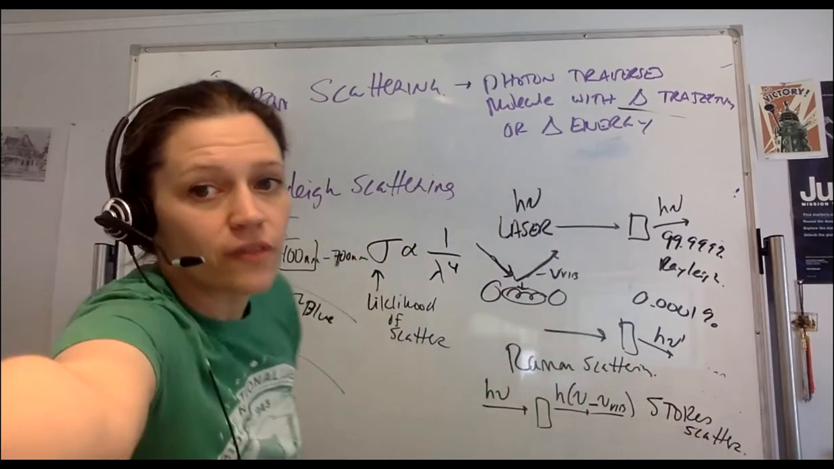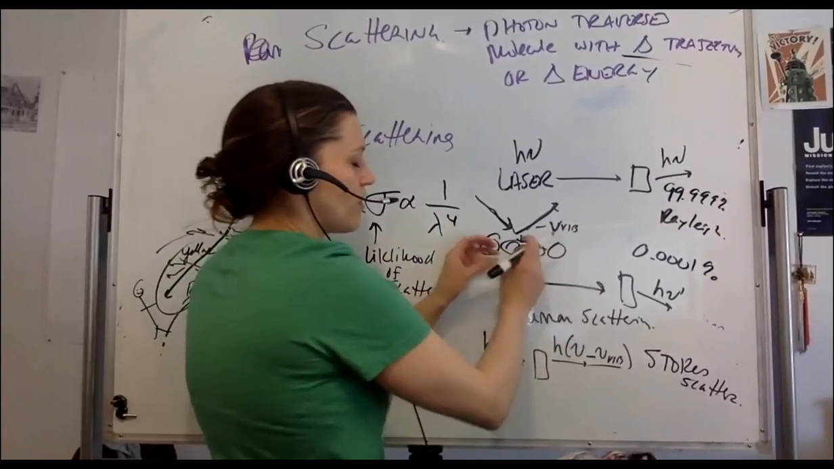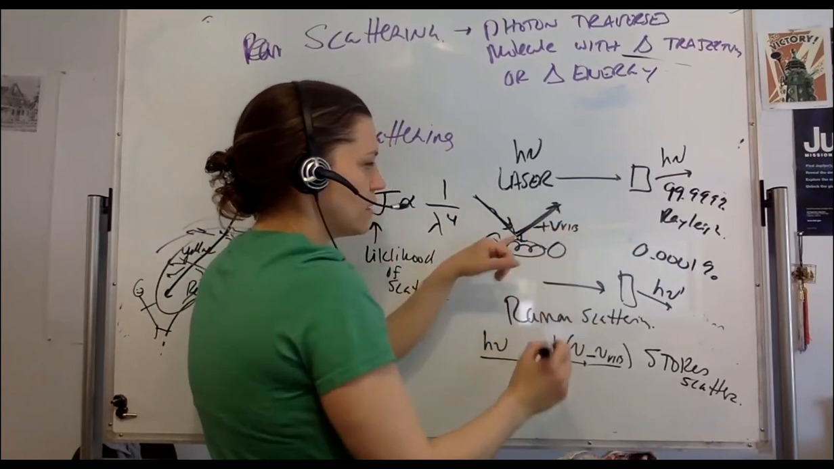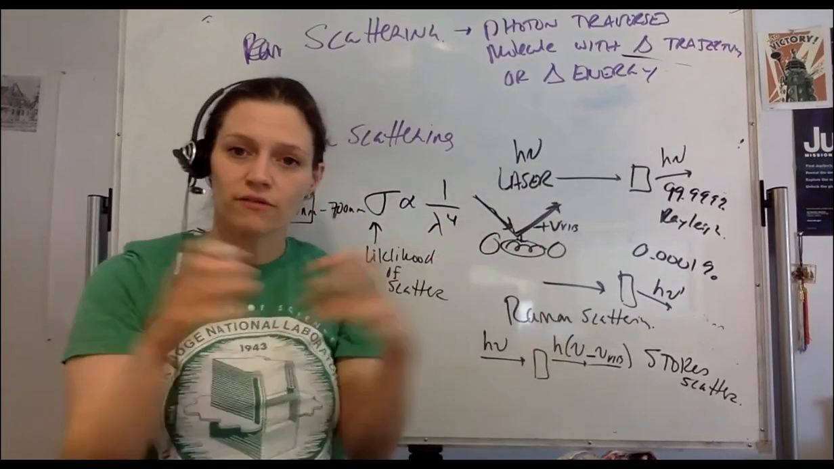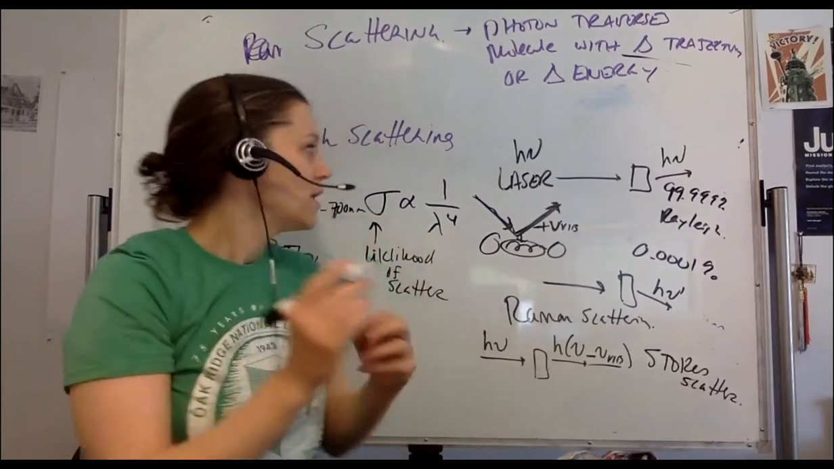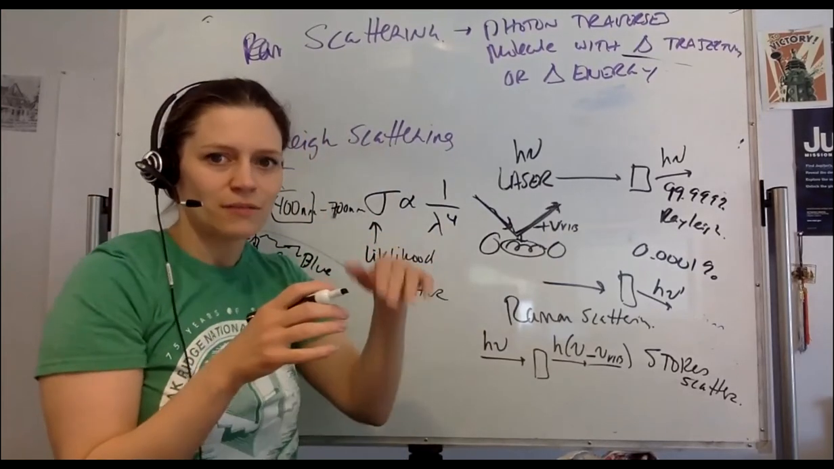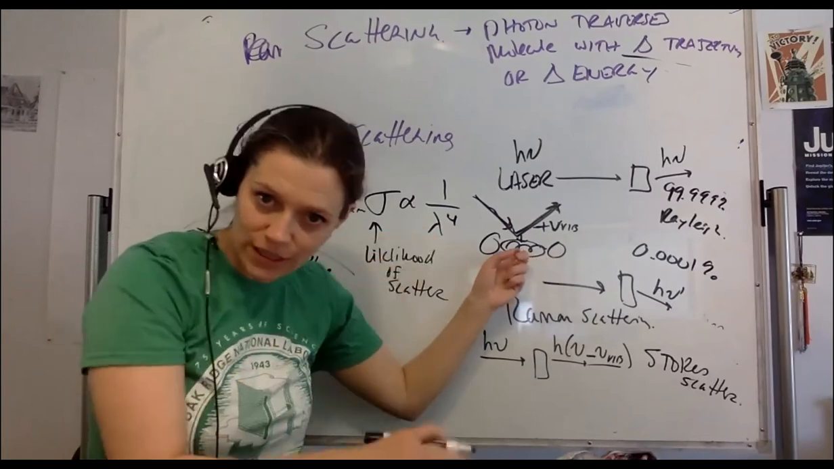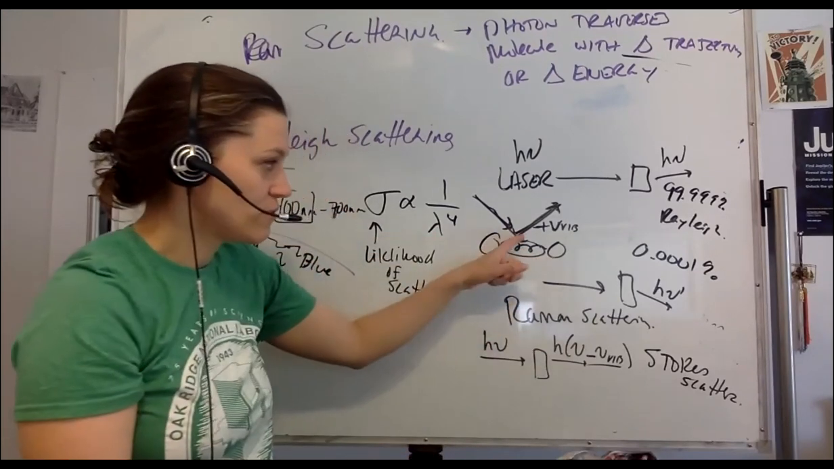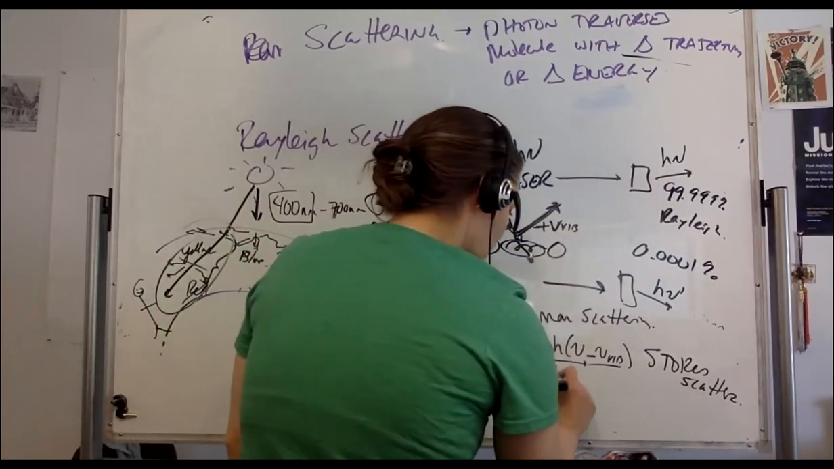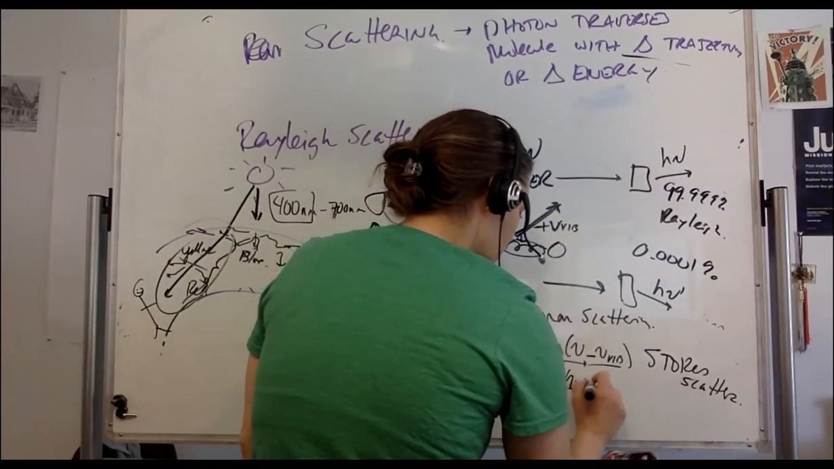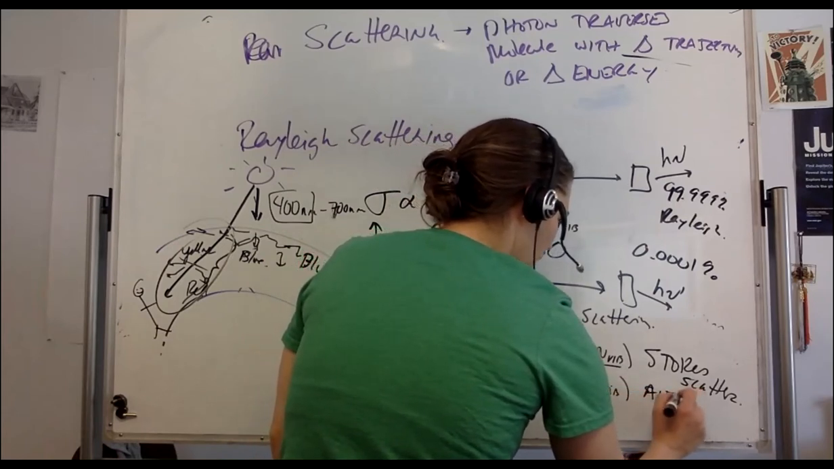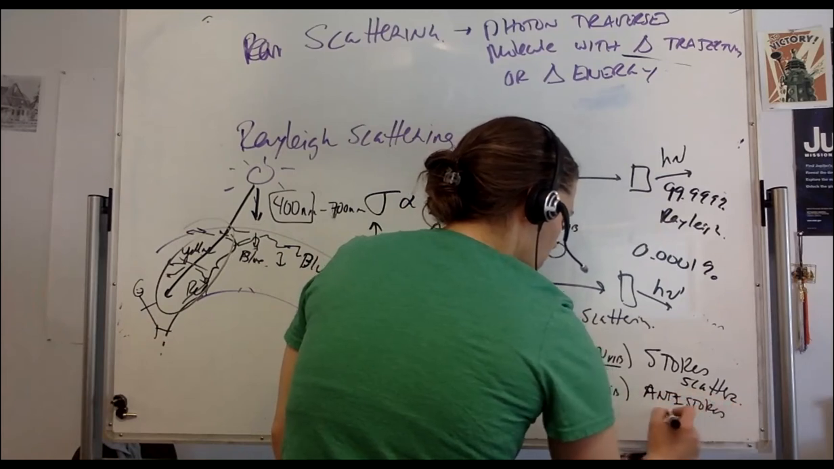Cool. Now, if the molecule is already vibrating at a higher energy state, and the light comes in, the photon takes that energy from the vibration, so the vibration now goes down to a lower energy state, and that means the photon has gained some energy. That's nu plus nu vibrational, and that is called an anti-Stokes scatter.